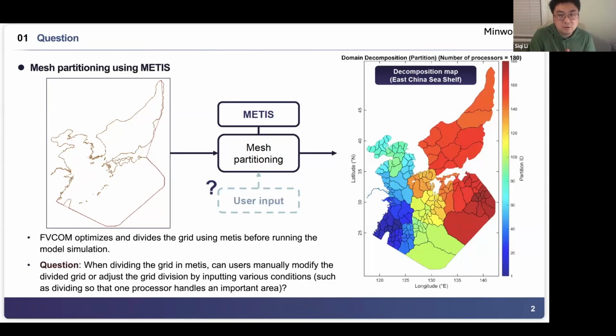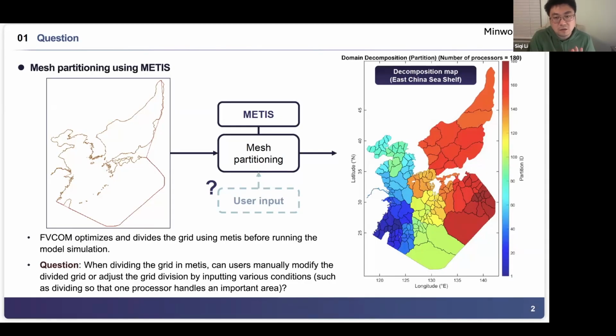For the second rule, METIS wants to make each partition, each subdomain, roughly round in shape. In this way, it will minimize the data transfer between neighboring subdomains, so you will get a better performance. These are the only two rules for METIS when it does the partition.